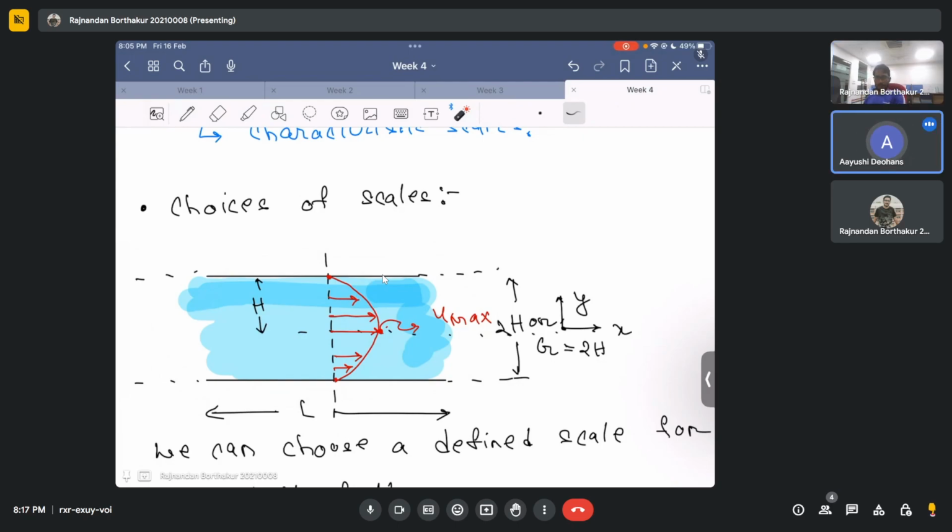H by U max. H by UC. Exactly. That depends actually. I understand what you said: you have chosen the advection time scale, which is the length divided by UC. But there is also one more time scale, as I will show, and that depends on a certain quantity, essentially the Reynolds number. I will show exactly why that is the case.